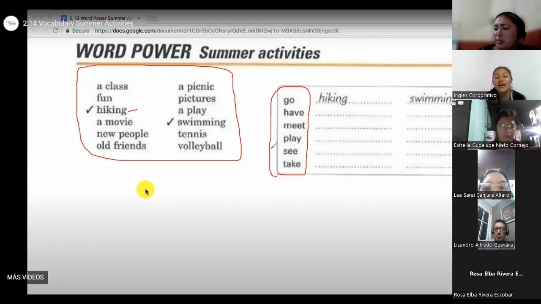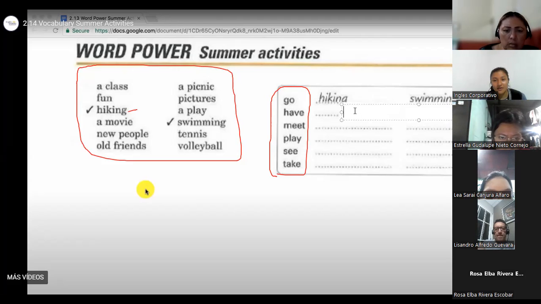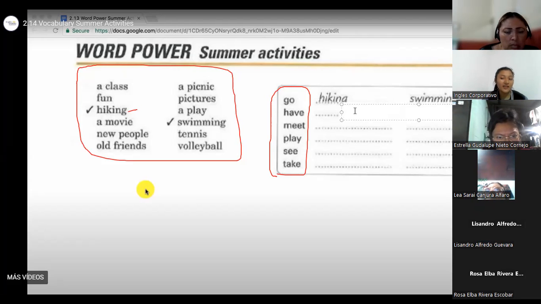Any other new word, guys? No new words. Okay, so since there are no more new words, let's begin matching the verbs with the new words. So in this case, have, what can we have? Can we have, for example, a movie? No, right. We cannot have a movie.